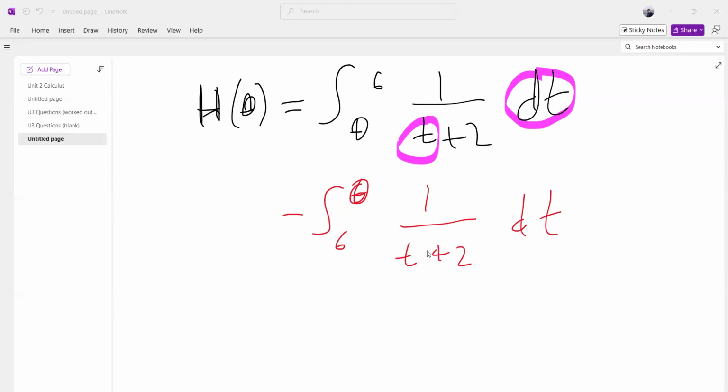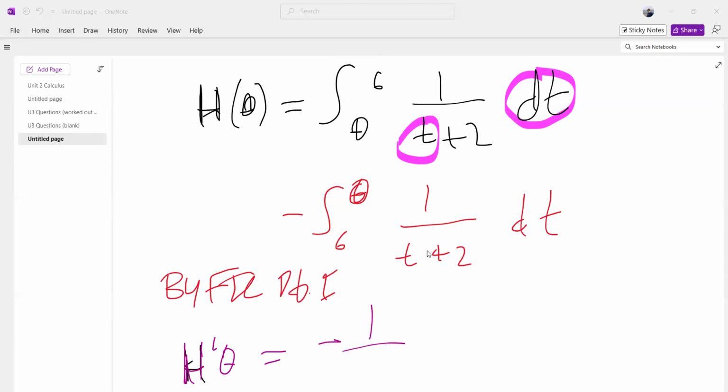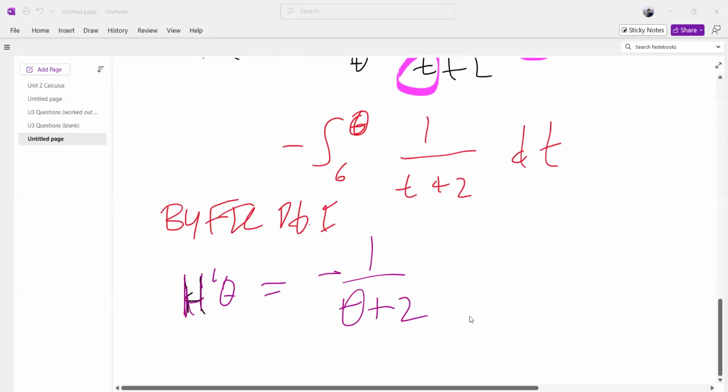And now, by the fundamental theorem of calculus, part 1, we are able to say that h prime of theta equals negative, and we just put the same thing and then replace t with theta. So that's pretty easy.